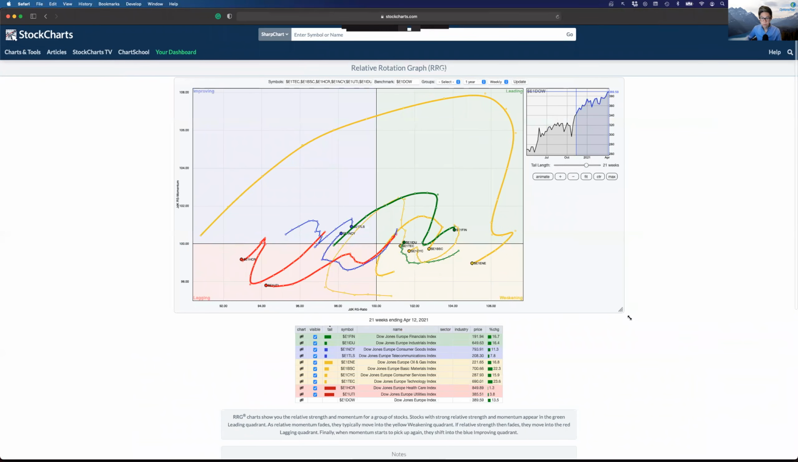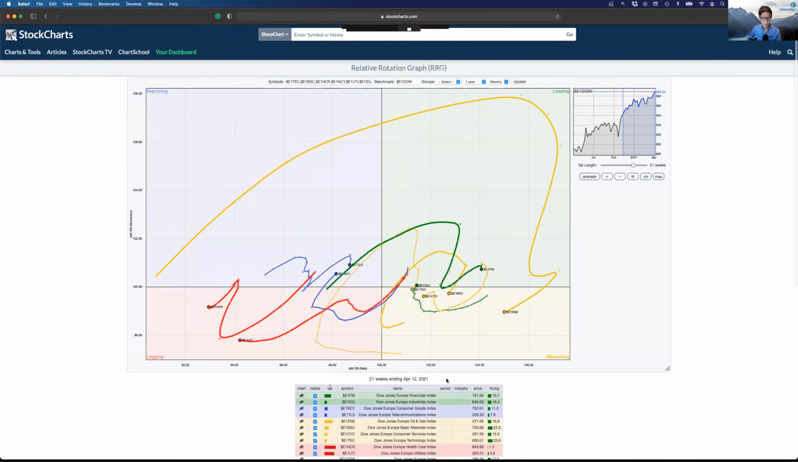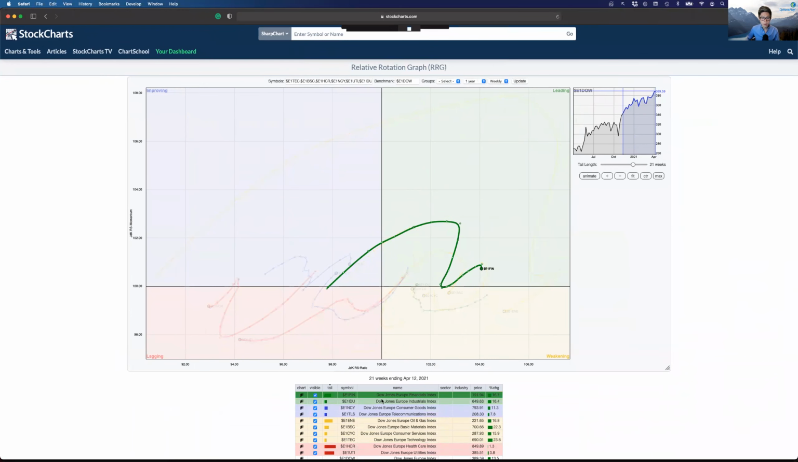So this is the sector rotation model here for Europe. And just for those of you that are relatively new to sector rotation, what it does is it gives you a sense for which sectors are in the leading category, which sectors are in the lagging category. So you know which sectors are outperforming, which sectors are underperforming. And then you have what's called weakening and improving, giving you a sense for whether sectors are getting better, meaning starting to outperform, or are they starting to underperform.